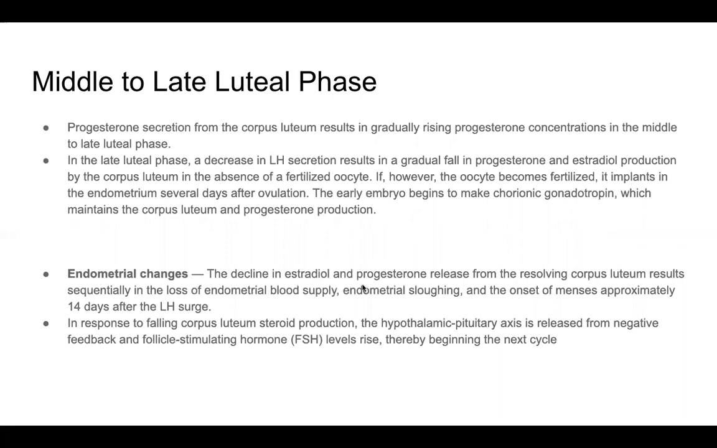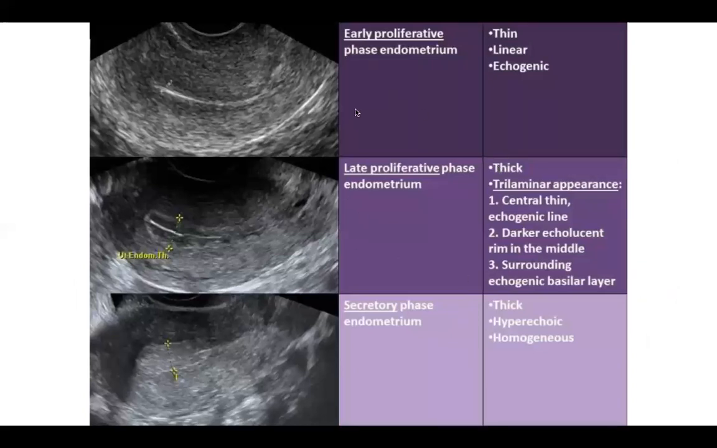The decline in estradiol and progesterone released from the resolving corpus luteum results subsequently in the loss of endometrial blood supply, endometrial sloughing, and the onset of menses approximately 14 days after the LH surge. So that's the withdrawal of estrogen and progesterone. Progesterone is a major key factor there, in that you lose your blood supply, and that's when you have your menstrual period. And here is another ultrasound, just comparing them side by side here.